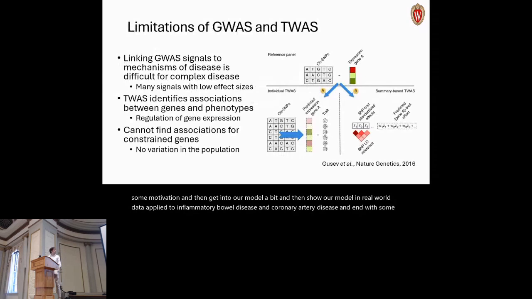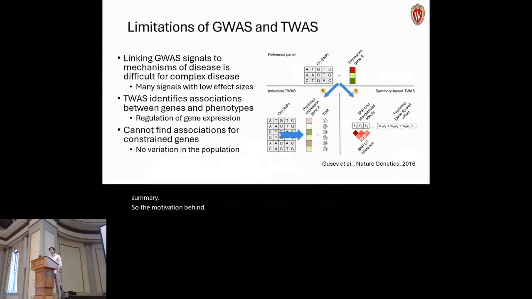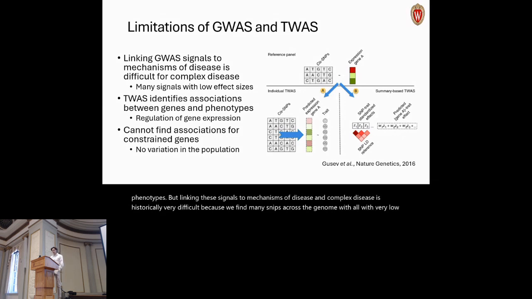So the motivation behind this is some of the limitations that currently exist in GWAS and TWAS methods. Jiacheng just described what GWAS is. It finds associations between SNPs and phenotypes, but linking these signals to mechanisms of disease and complex disease is historically very difficult because we find many SNPs across the genome with very low effect sizes. So TWAS identifies associations between genes and phenotypes instead of SNPs and phenotypes. And it does this through the regulation of gene expression.